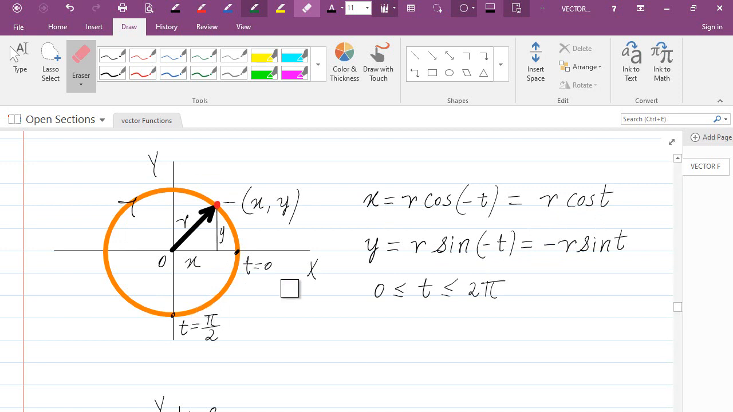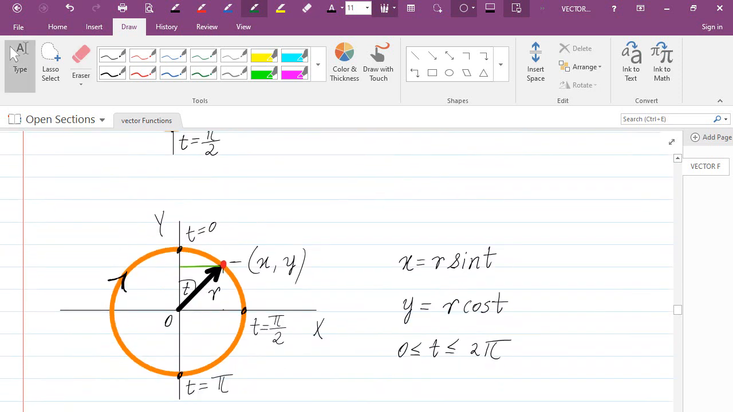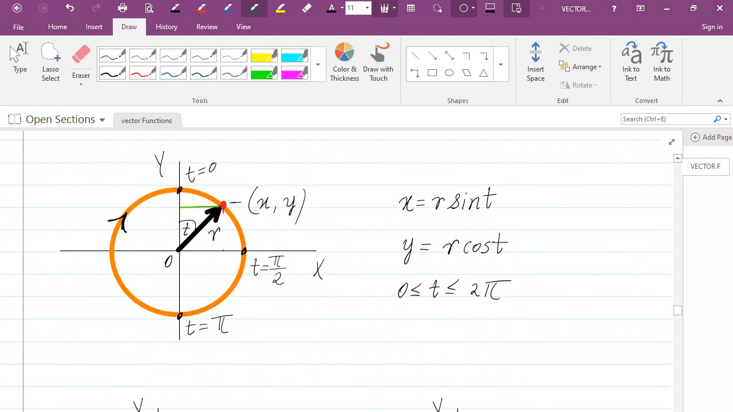Now, there is another way of parameterizing the circle with clockwise orientation. If I take x to be r sine t and y to be r cosine t, with t between 0 and 2 pi, notice that previously we took x to be r cosine t and y to be r sine t, but now we are doing the opposite. I claim that if I do that, then I'm getting the circle traced clockwise.